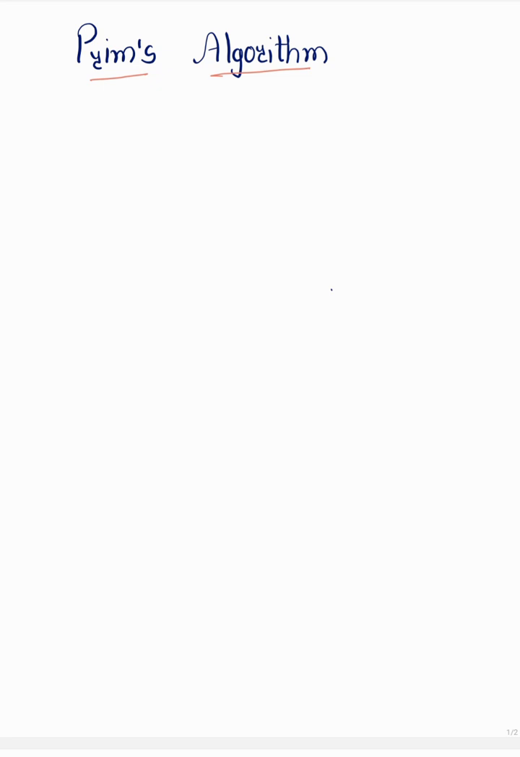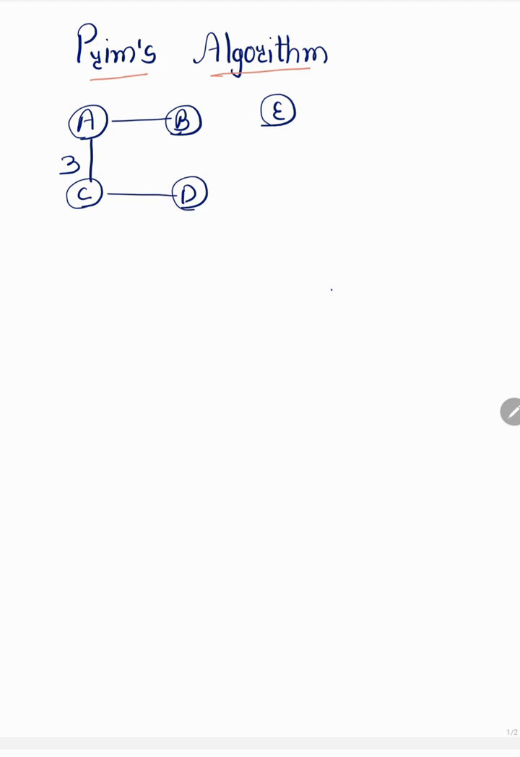So, let me take one graph. Let us say I have A, B, then C, D and E. I'm just joining them randomly. Along with that, I'm giving the weights as well, and then I'll explain. This can be 4 and this is, okay, 11. So yeah, this is the graph given to me, and I want to find the minimum spanning tree.